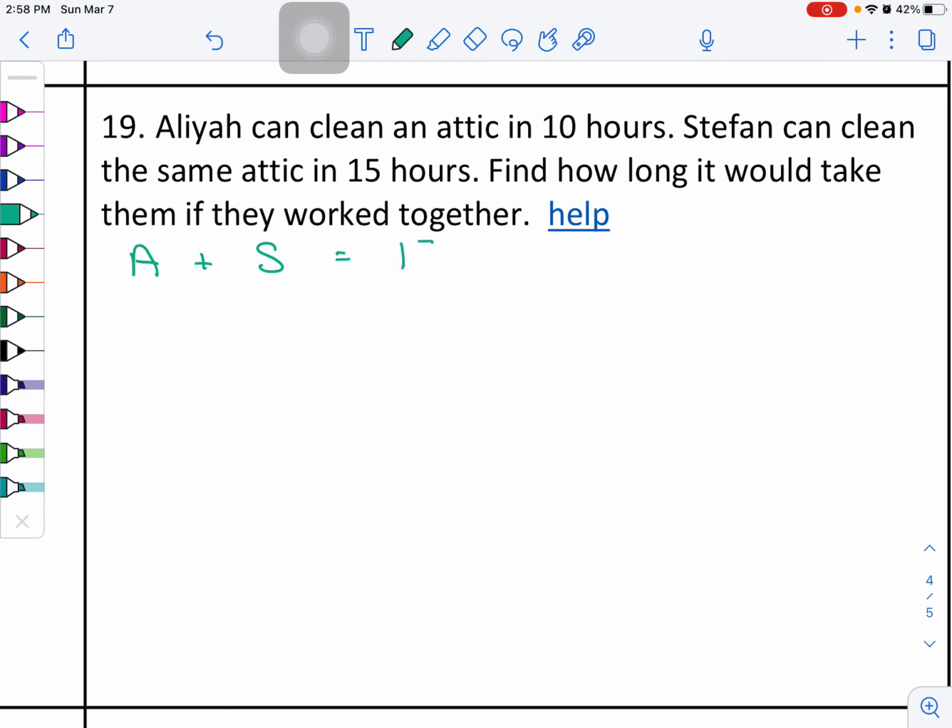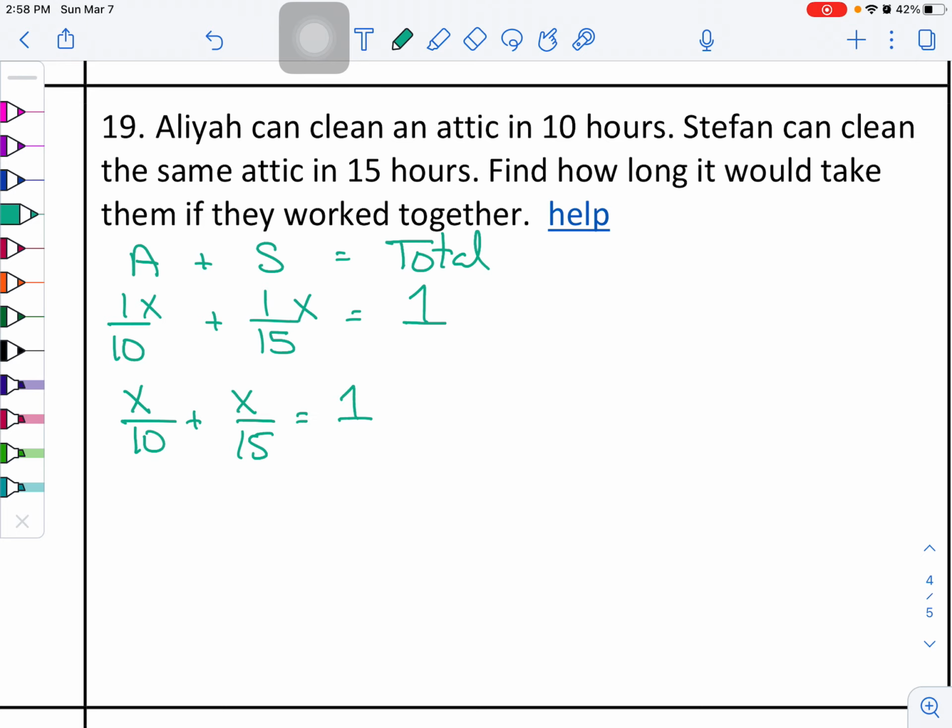I'm going to slide over to number 19 here. We've got Aaliyah who can clean an attic in 10 hours. Stefan can clean the same attic in 15 hours. Let's see what happens when they work together. So Aaliyah is one attic in 10 hours. Stefan is one attic in 15 hours. How long would it take them to work together?